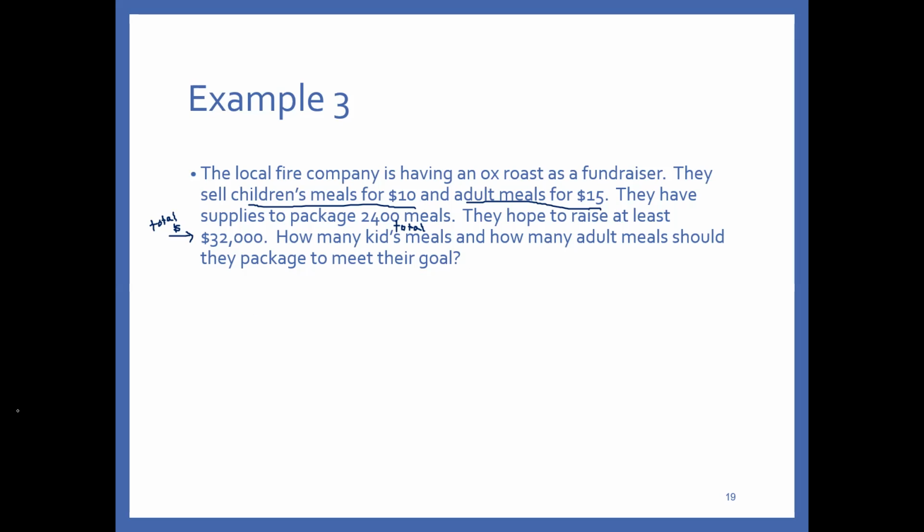So I used X and Y, and I did type these out. So if I can get them to show here. There we go. So I used X for the number of kids' meals, and I used Y for the number of adult meals. And once I figure out X and Y, I've answered the question.